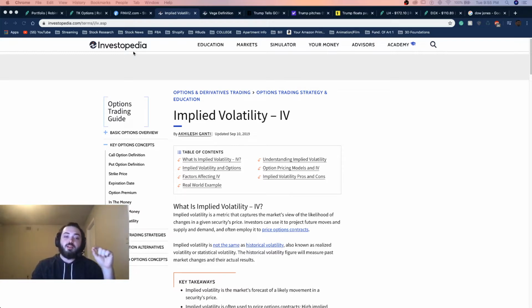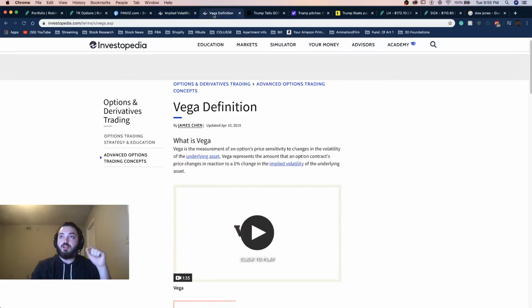Implied volatility is in connection with Vega. We look at Vega's definition. Vega is a measurement of an option's price sensitivity to changes in the volatility of the underlying asset. Vega represents the amount that an options contract price changes in reaction to a 1% change in the IV of the underlying asset.